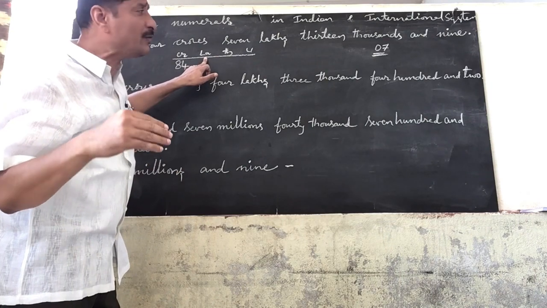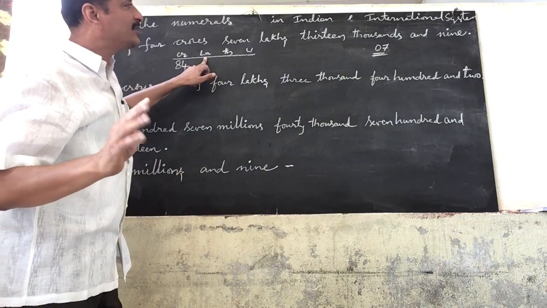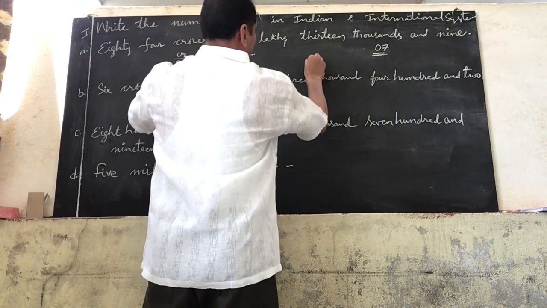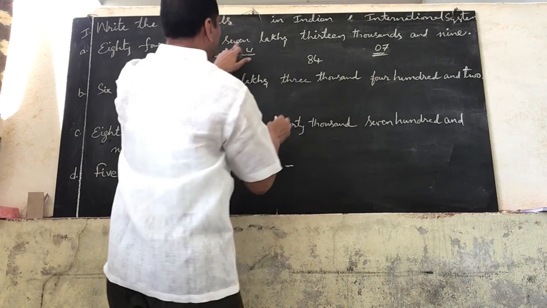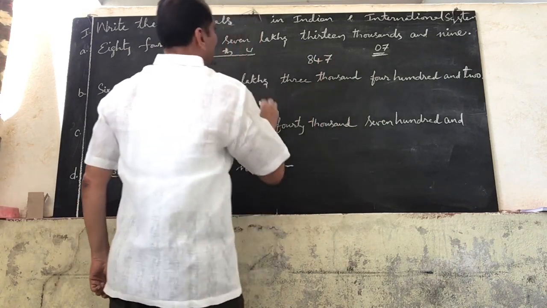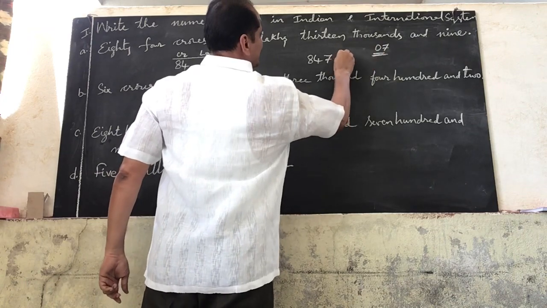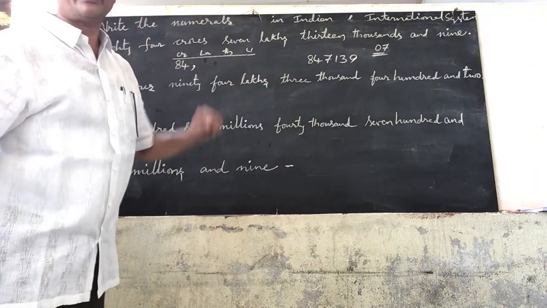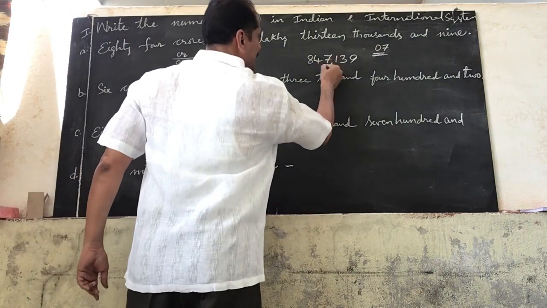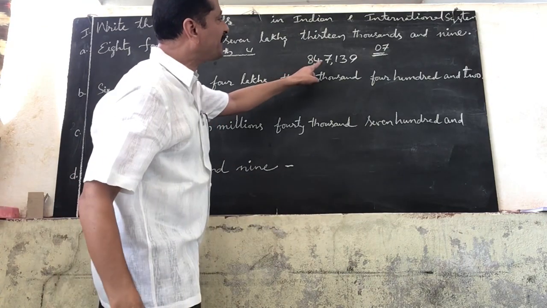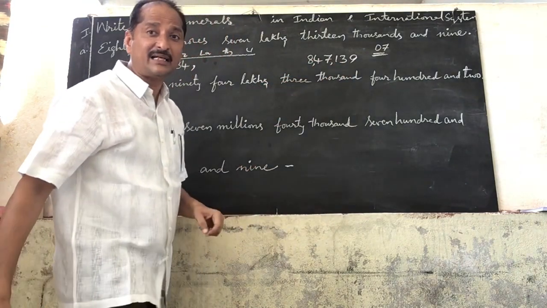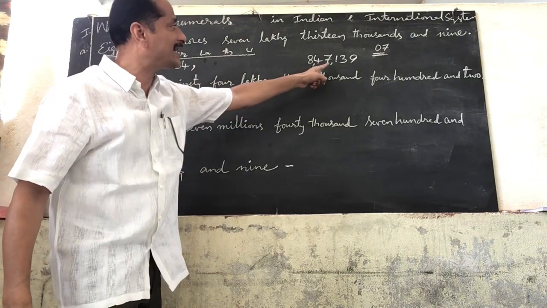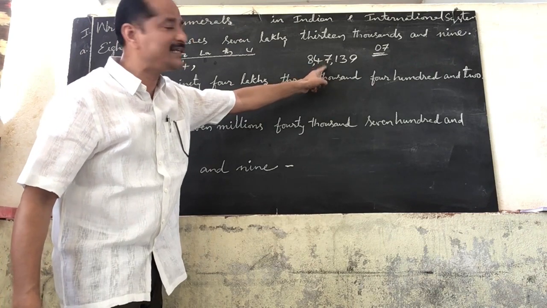For example, if you have written only 7, then the number name will come out like this. Observe carefully: 84 crores, and 7 lakhs, if you are writing just 7 like this, and 13,000, and 9. After dividing this into periods, units, thousands, lakhs, you will get a different number name. When you are not placing zeros in the proper places, you will get this number name, but the numeral is not this one.